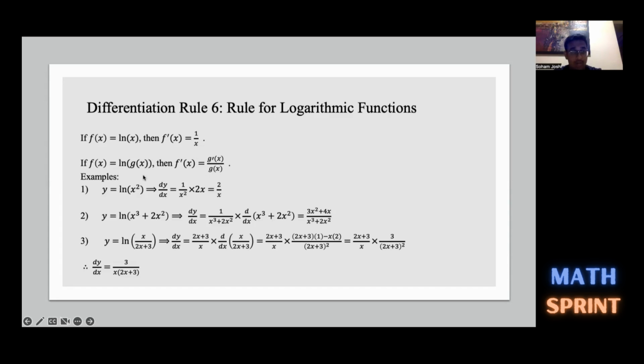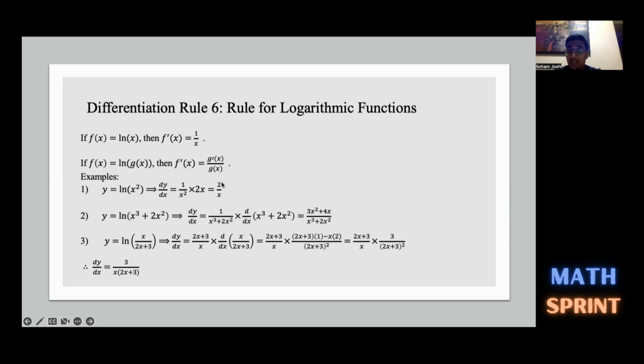So let's do some problems right now. y is equal to ln of x squared. So we get dy by dx is equal to 1 by x squared first, because as you can see from this formula, we take the function inside the logarithm at the bottom. And then we do the chain rule where the derivative of x squared is 2x. Multiply those two together and you get 2 by x.